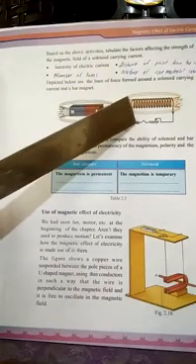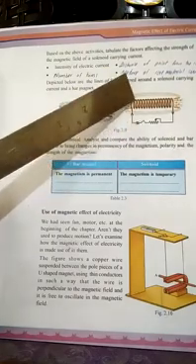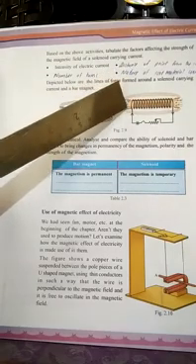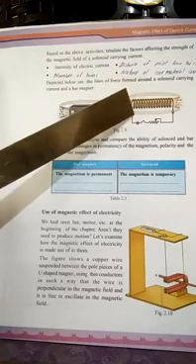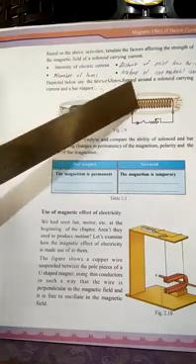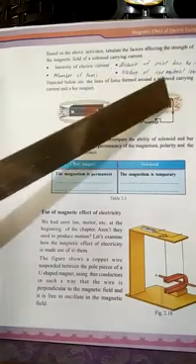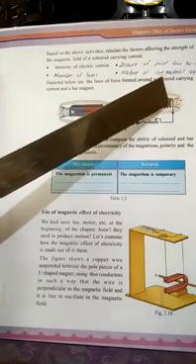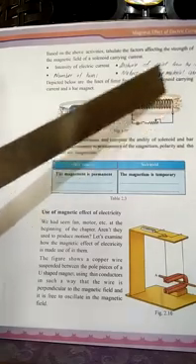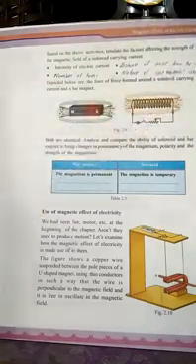Here you can see the positive terminal is connected here, and this is the direction of current. If you view from this side of the solenoid, the current is in the anti-clockwise direction. So this side is north. And at this end, if you view, the current flows in the clockwise direction. So this is called the south pole of the solenoid.